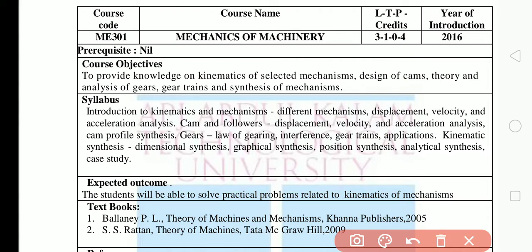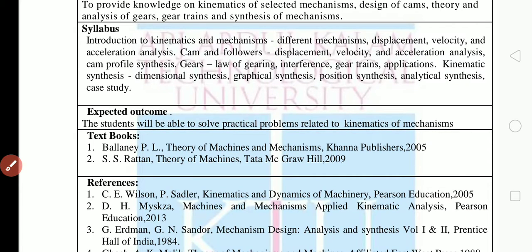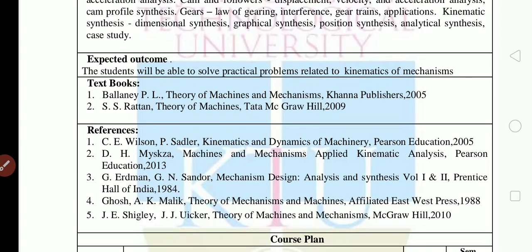Then coming to the next thing, it is outcome. Next thing is expected outcome. So outcome means after studying this course, what the students are expected to understand, or what the students are expected to learn. The students will be able to solve practical problems related to kinematics or mechanism. That is the expected outcome of this particular course.